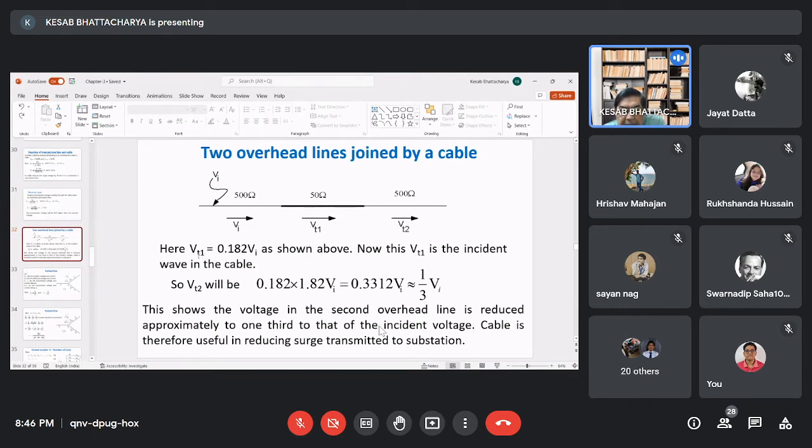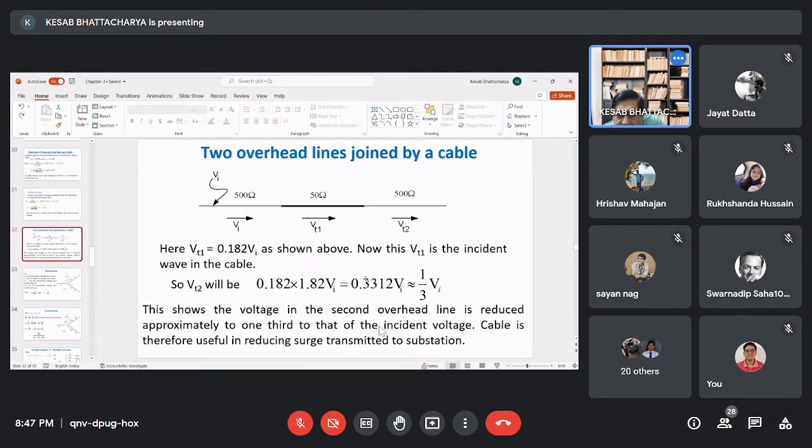Therefore, here Vt1, the transmitted voltage, as we have seen, when the voltage is incident on the transmission line and enters the cable, the transmitted voltage is 0.182 Vi. So this Vt1 will be 0.182 Vi, and when that voltage reaches the second discontinuity, a part of it is transmitted into the transmission line, that is Vt2. That Vt2 will be equal to 0.182 into 1.82 Vi.